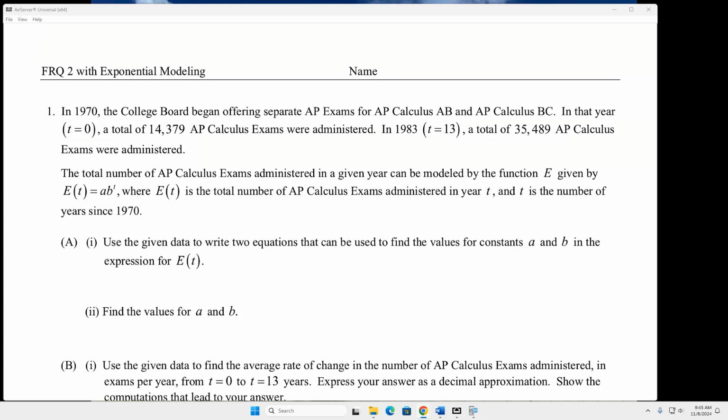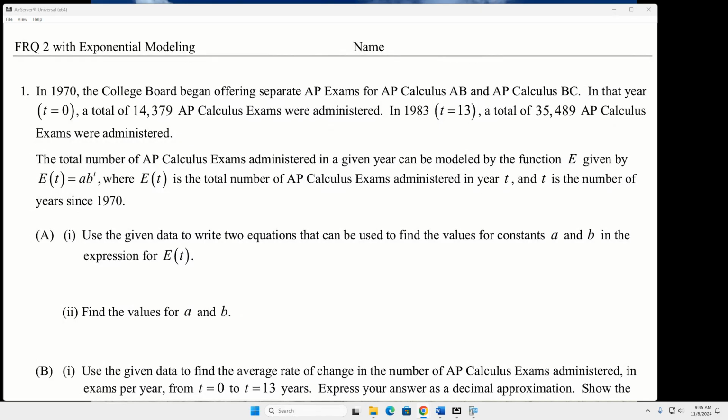Okay, so this FRQ2 is always going to have a contextual situation. This first one is about AP Calculus exams. In 1970, the College Board began offering separate AP exams for AP Calculus AB and AP Calculus BC. Our school only offers AB, but other places that offer BC, you can get credit for Calculus 1 and Calculus 2 in college for the BC exam.